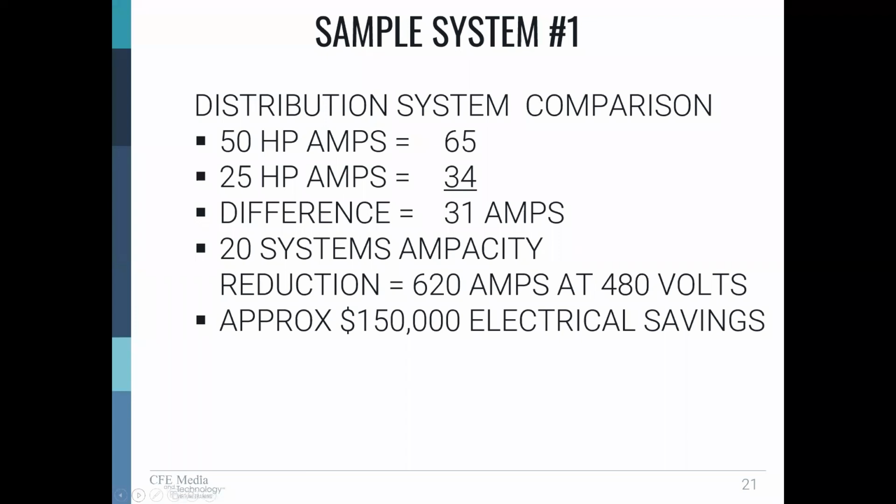That results in savings of the distribution equipment, the main distribution panel, the incoming service conductors, the feeders, the branch circuit conductors, and all the other stuff associated with electrical, of over $150,000 in initial cost savings. It won't make any changes in the operating cost, but it's still significant for the initial cost savings.